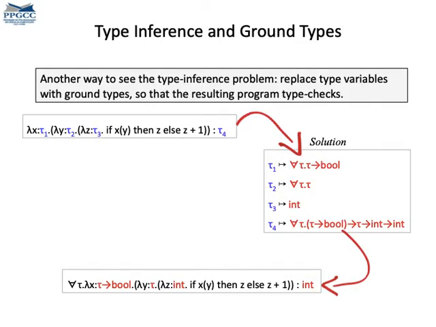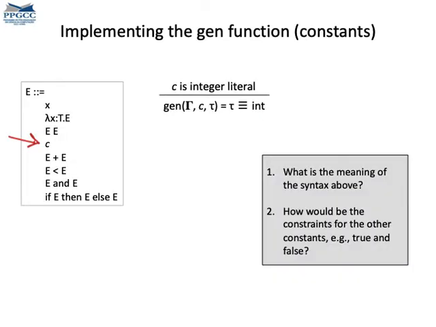Ground types let us see type inference as the problem of replacing type annotations with them, so that the program type checks. As an example, we are replacing the blue type annotations on the top with these mappings in the solution table, and then we have the final program with variables annotated with ground types in red down the figure.